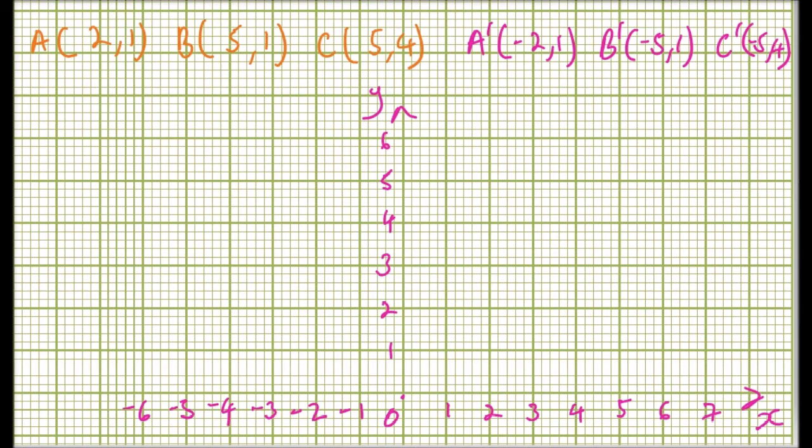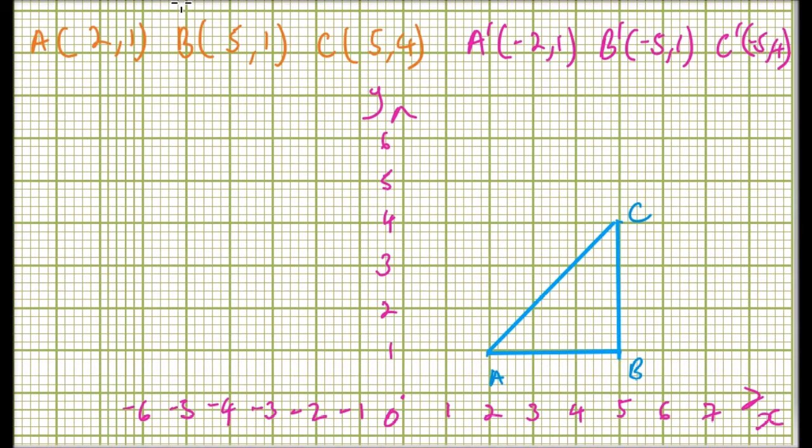So we're going to start with our A. The position of A is (2, 1), so this is where we have our A. The position of B is (5, 1), so that is where we have our B. And the position of C is (5, 4), so this is where we have our C. And we are going to join the 3 points to come up with a triangle. So this is our triangle ABC.